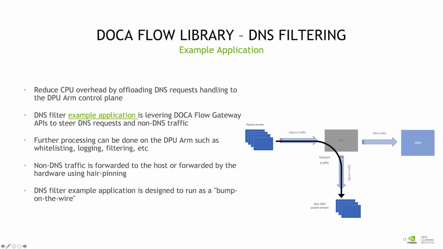An example of the DOCA Flow library that we include as a reference application with the DOCA SDK is a DNS filtering application. This application provides an example of how to build DOCA flow pipes that match different traffic by their transport protocol and port numbers, and then forward them to different destinations. UDP DNS requests are matched and forwarded to the ARM for further DNS processing, while all other non-UDP DNS and TCP traffic is hairpinned out and onto the wire without modification or any action.